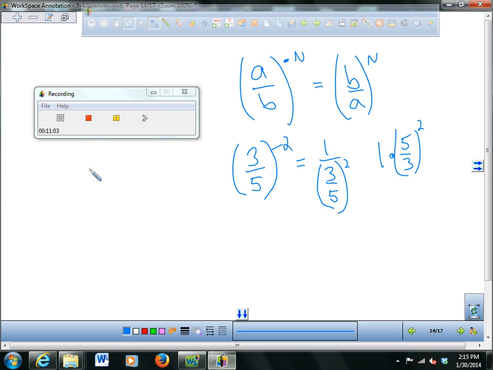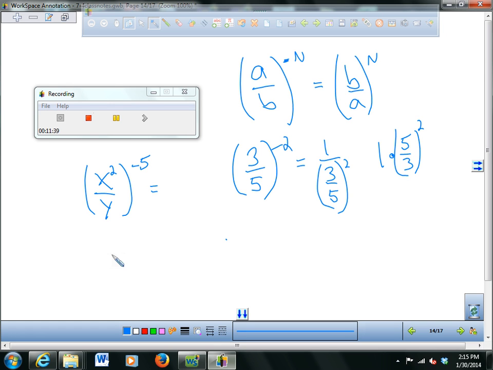So say, for instance, that I have something like, here's our iron one: x squared over y, raised to the negative 5 power. Who's going to figure out that one for me? Think about it before you raise your hand. Have you thought about it? I know what it is.